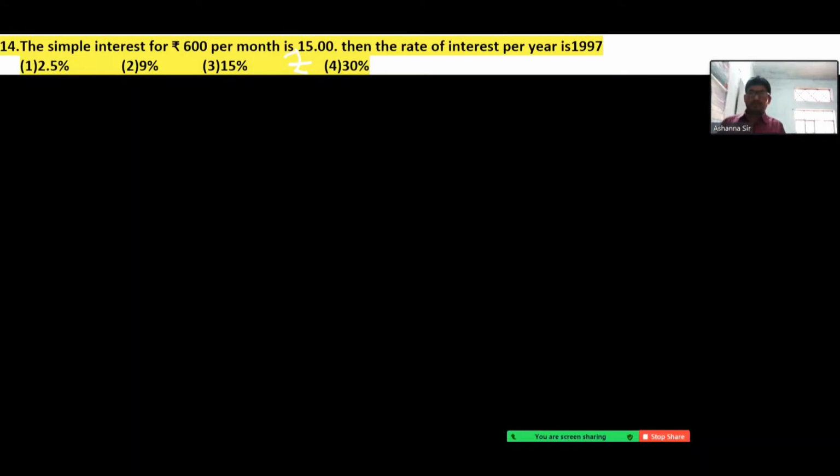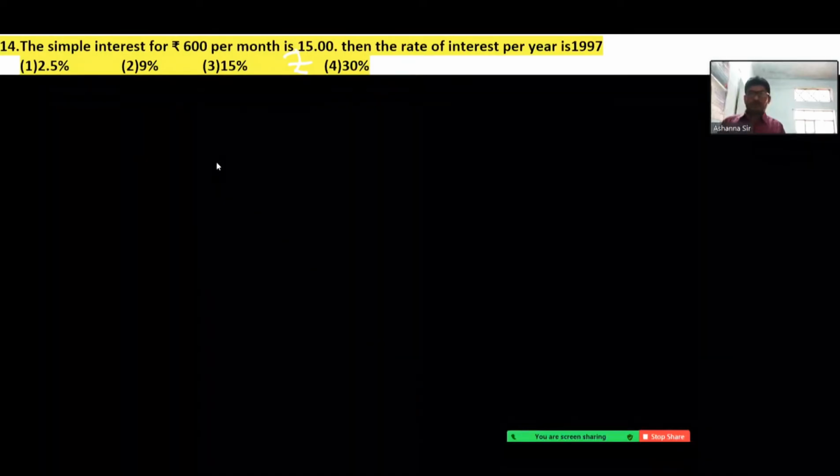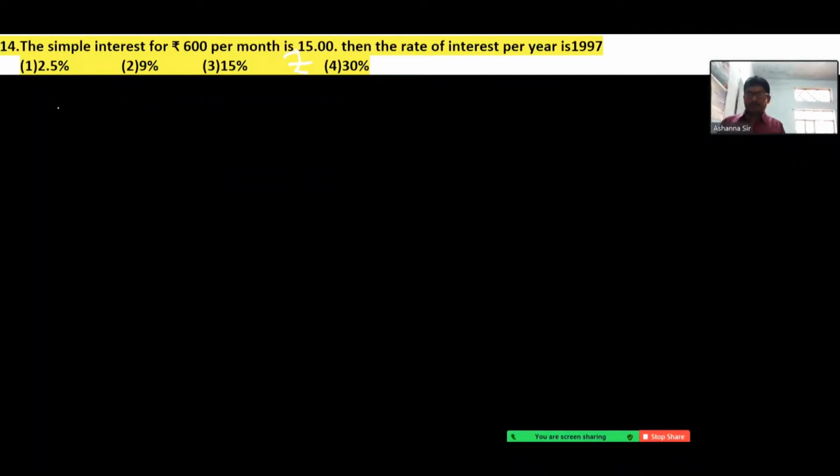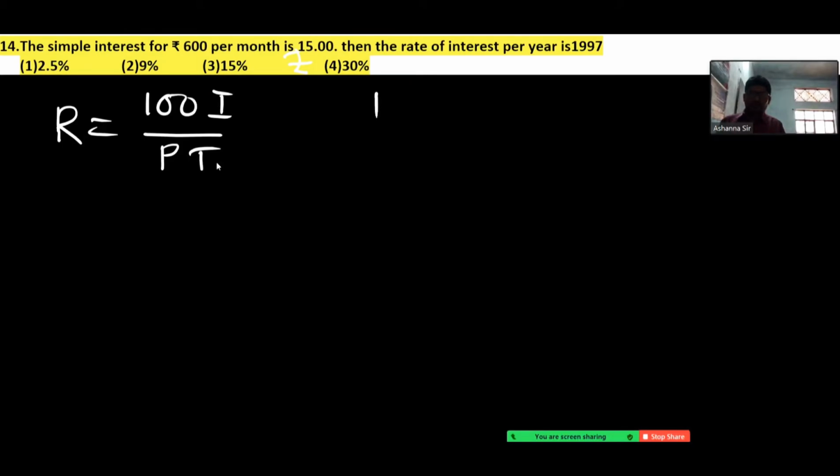This is rupee, children, 15 rupees. Here we have to find rate of interest. Rate of interest is equal to the formula R is equal to 100I by PT, 100I by PT. This is the formula. So in this, we have to know I, P, T: interest 15 rupees, principal 600 rupees, time.